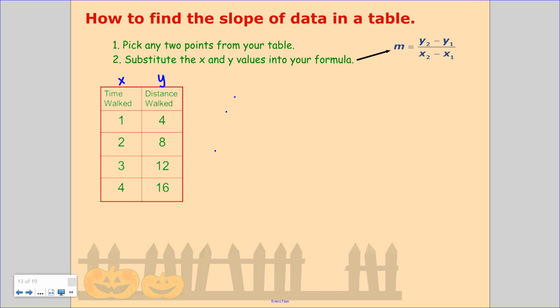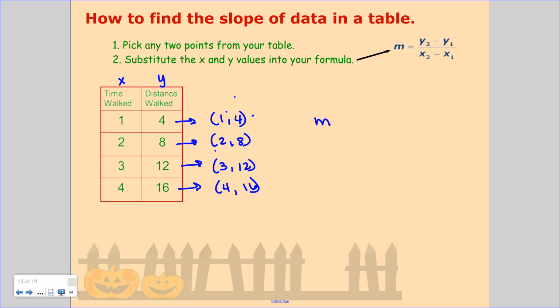So in this data table, this can translate to a set of points. Our x, y point, or coordinates make up several ordered pairs here. And this is all the data that's given to us. And so for finding the slope of the data, what we'll do is pick any two of the points from this linear data and fill it into our slope formula.